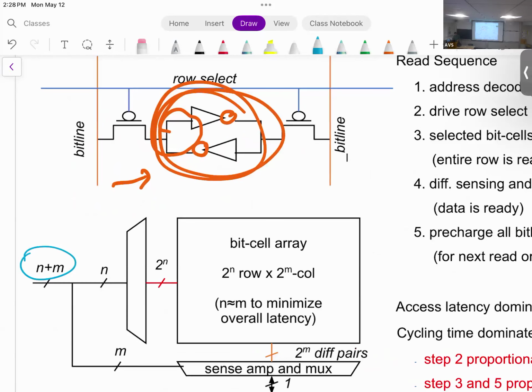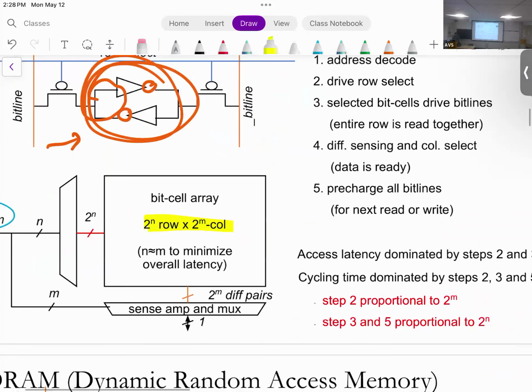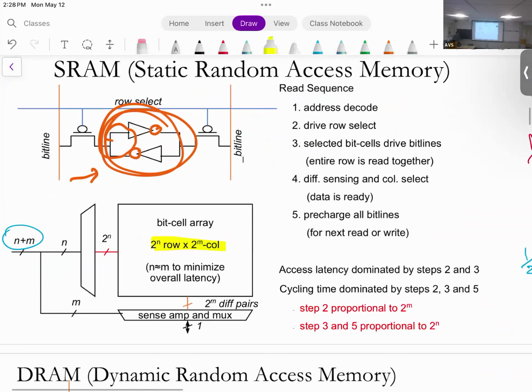You can also show it this way. Let's say I have an input address of n plus m. N is the number of rows, and m is the number of columns: 2 to the power of n and 2 to the power of m. So 2 to the n is basically the number of rows, and 2 to the m is the number of columns. The important thing is that the latency of the steps is dependent on the size of the array. That's why, for example, L1 cache cannot go beyond 32 kilobytes or 64 kilobytes, because as we increase the number of rows or number of columns, these delays increase.